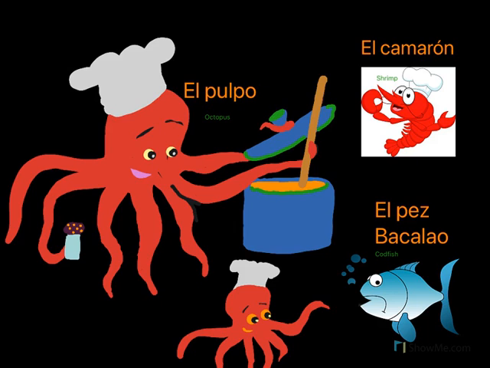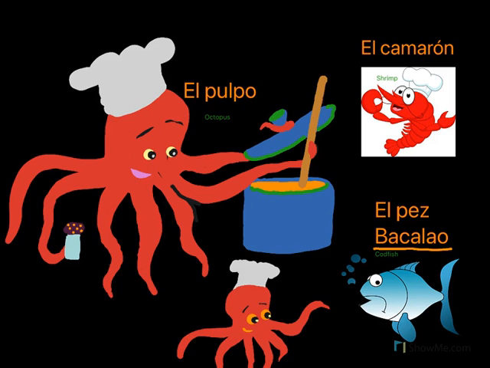Then let's take a look at these characters. You have el pulpo, octopus. You have el camarón, that is a shrimp. You have el pez, which is the fish. Particularly it is a bacalao, which in English is a codfish. And so, if you need to translate that the octopus knows how to cook, would you use saber or conocer?